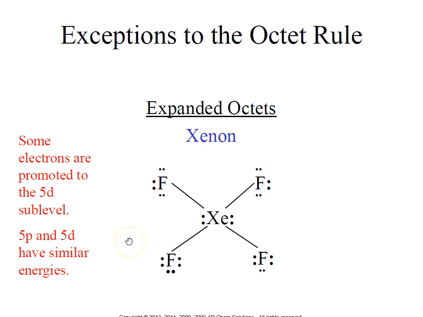Again, we see xenon here. Xenon has 4 bonds around it, that's 8 electrons, and then there were 4 electrons left over, so those also belong to xenon, and so that means that xenon has 12 electrons around it. Well, xenon is on the 5th row of the periodic table, so it already has a 5s and a 5p, so the extra electrons would go into the 5d orbital.